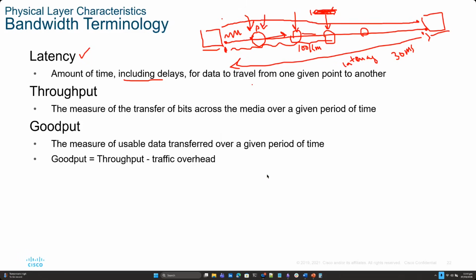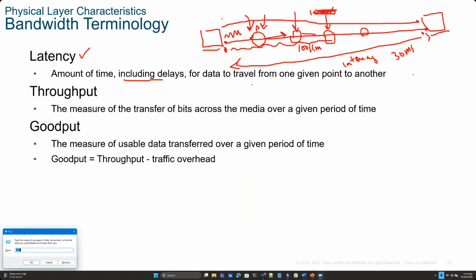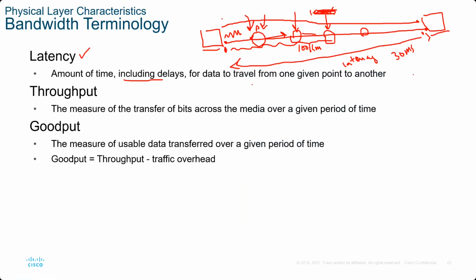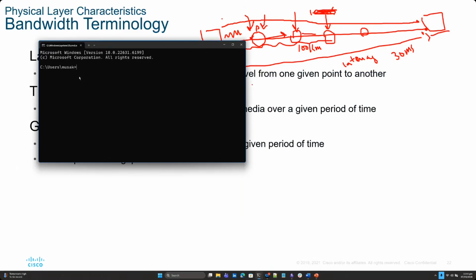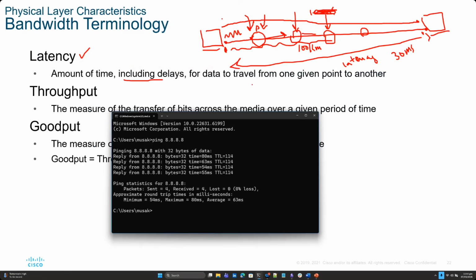Actually, you can see the latency if we open up a terminal. Let's say I do a ping 8.8.8.8. This shows me a round trip time in milliseconds. Let's say this one says 54, one of them was 54 milliseconds, right? Round trip time.